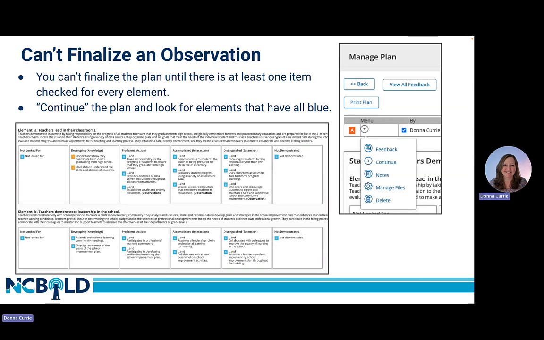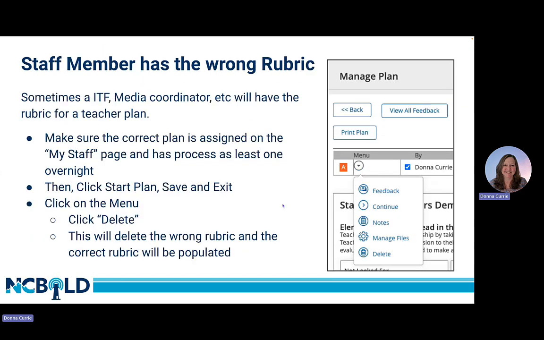If you can't finalize an observation, that means there is an element that does not have a box checked, and a box will need to be checked for that. So you can see here that you have these numbers that tell you how many times that item has been checked. If you see zeros, or if you see all blue all the way across, that means something has not been checked for that element, and you can't finalize the plan until that has happened. So just click the drop down, click continue, and go see where something has not been checked. It's okay to check not look for. That will count as something in the box, but make sure something in each row has been checked. And then after you have something checked, you can share and finalize those.